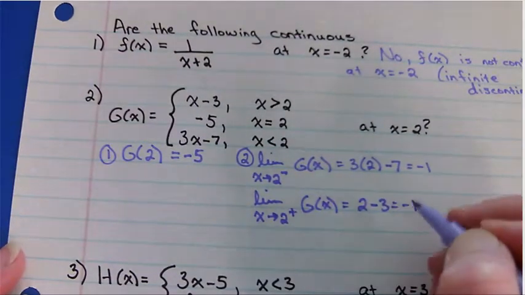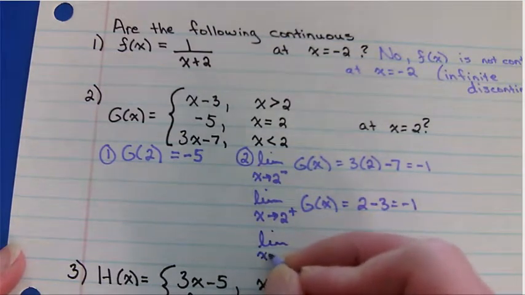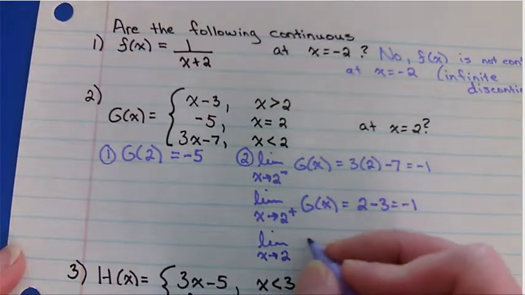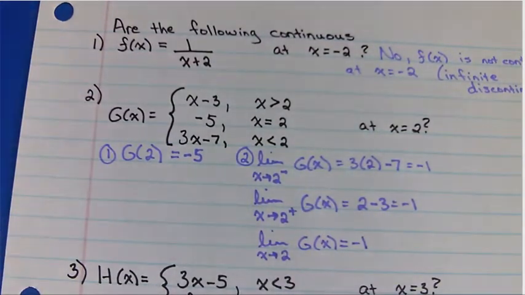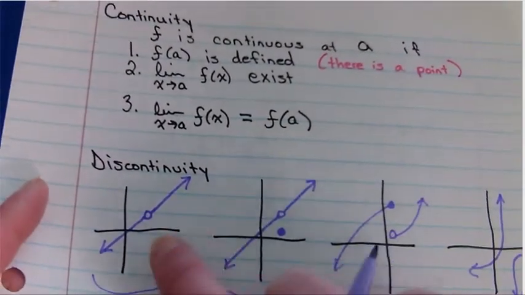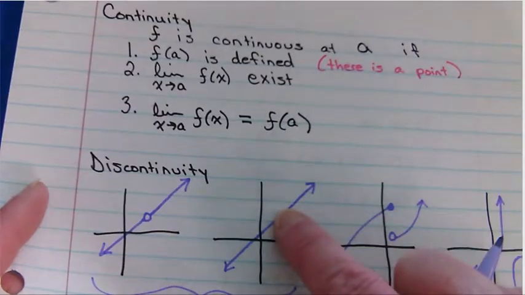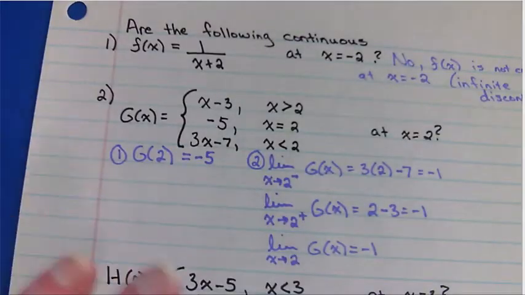So the limit from the left and the limit from the right are the same thing. The limit as x approaches 2 from either direction is negative 1. So we've passed the first condition. We do have a point when x is 2, we do have a limit when x is 2, but they're not the same thing. So what that means is we have a situation like this where the limit from the left and the limit from the right meet, but it's not where the point is.